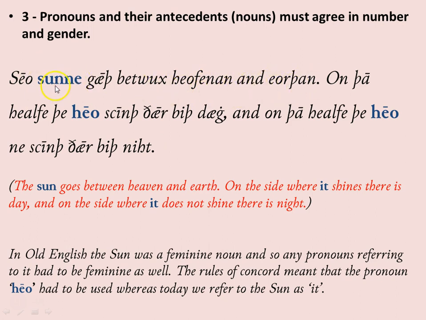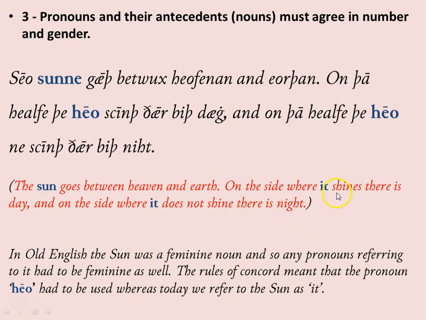Sorry, can I just say it again? Seo suna gath betux hervanan and erthan. Alright, so the sun goes between heaven and earth. On tha helva the heo shinth thar bithdaya. And on tha helva the heo nershinth thar bithnicht. So on the side where it shines, there is day. And on the side where it does not shine, there is night.